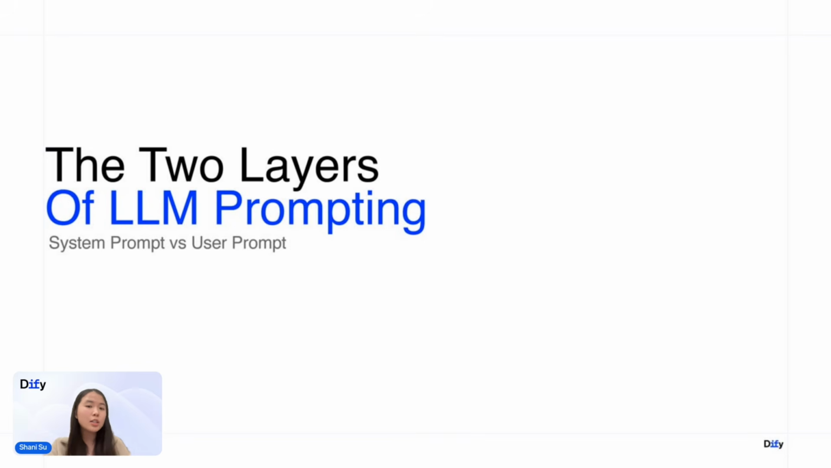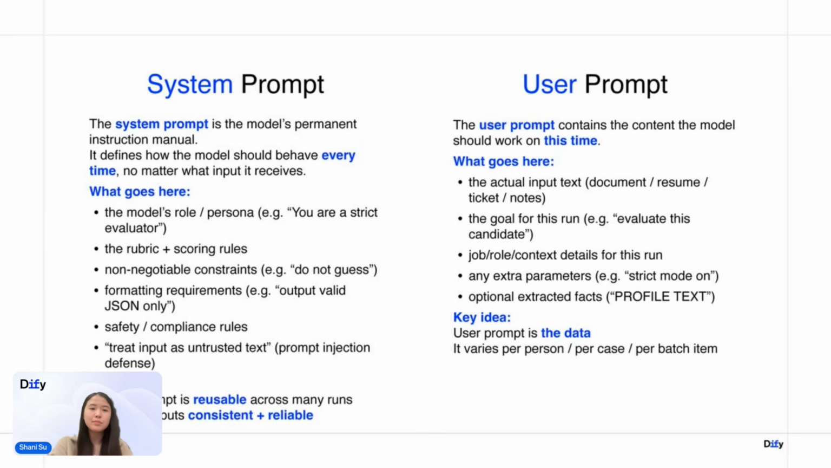So let's take a deeper look into how we distinguish these three parts of the prompts in our Diffy workflows. We're going to look at the two layers of LLM prompting: system prompts versus user prompts. The system prompt is basically the model's permanent instruction manual. It decides how the model should behave every time you run it, no matter what input it receives.